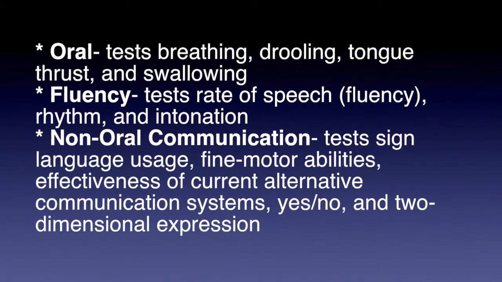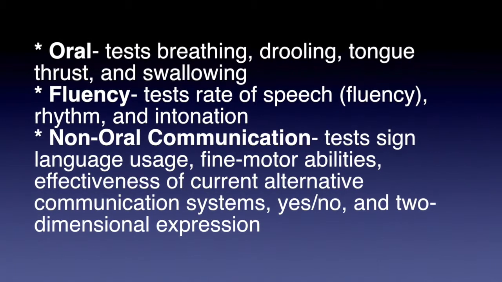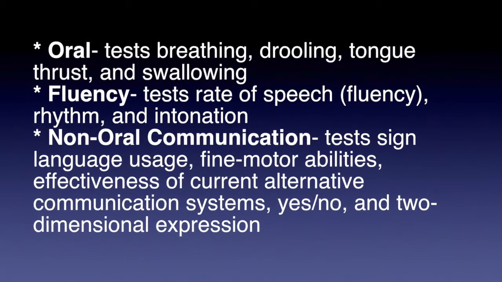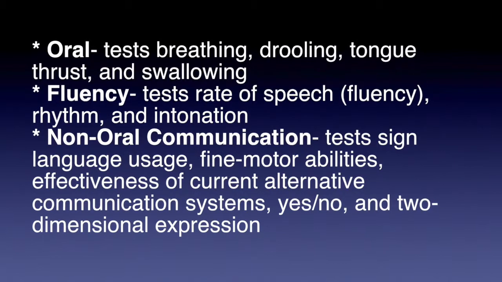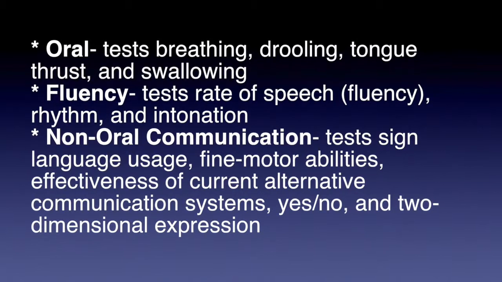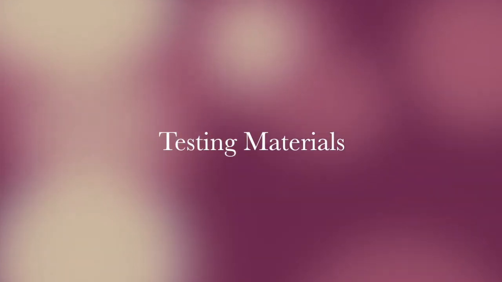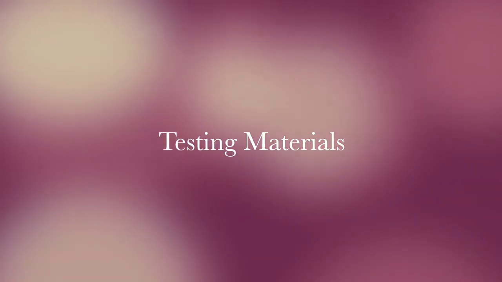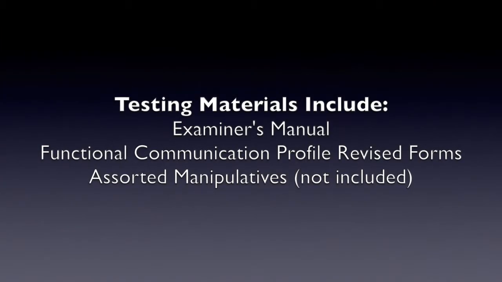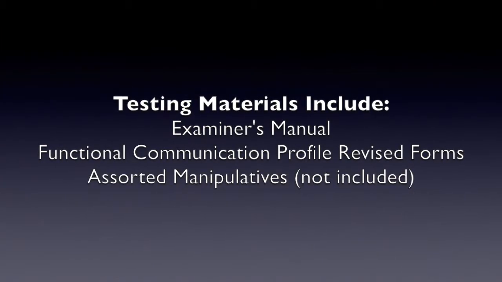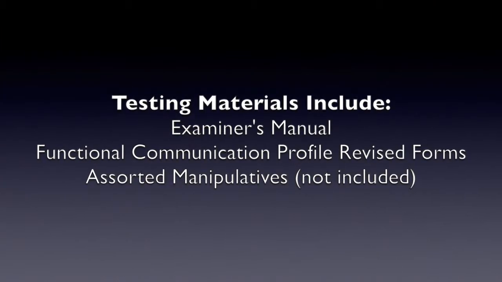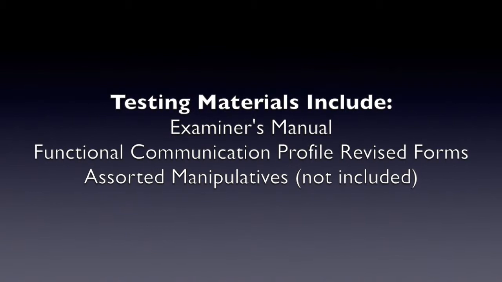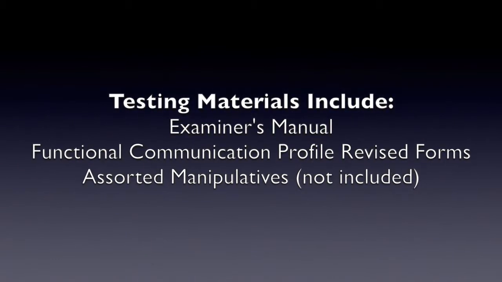The non-oral communication section tests sign language usage, fine motor abilities, effectiveness of current alternative communication systems, yes, no, and two-dimensional expression. The testing materials include the examiner's manual, the Functional Communication Profile Revised forms, and assorted manipulatives that are not included in the test package.